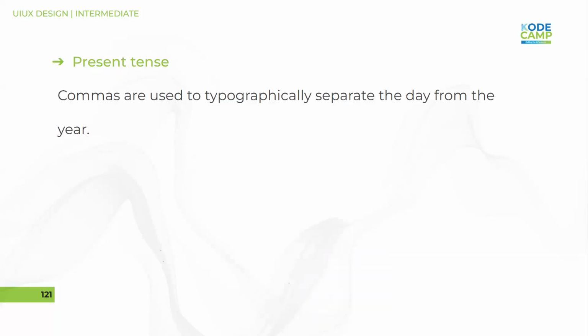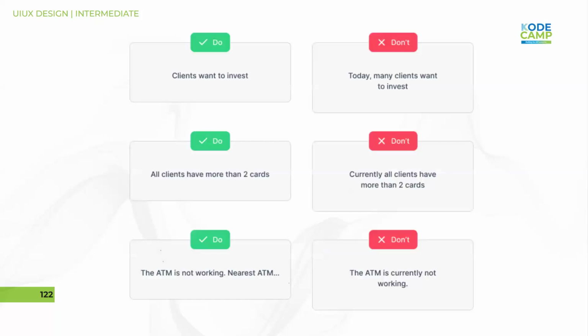All right. So the next thing we have is present tense. Commas are used to typographically separate the day from the year. We talked about this. So clients want to invest. Today, clients want to invest. All clients have more than two cards. Currently, all clients have more than two cards. The ATM is not working. The ATM is currently not working. Those are not good UX writing. The don't part is not good UX writing.